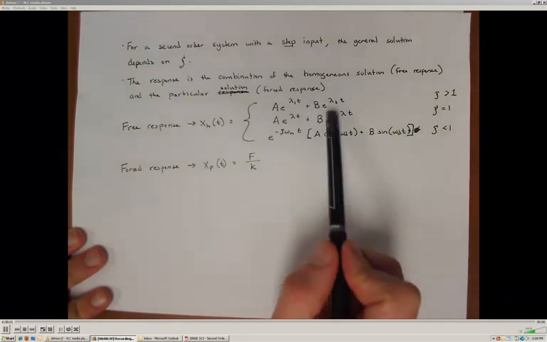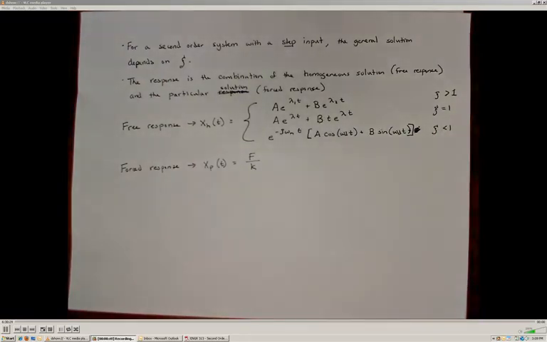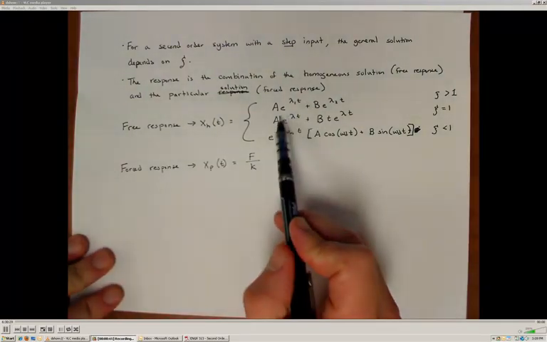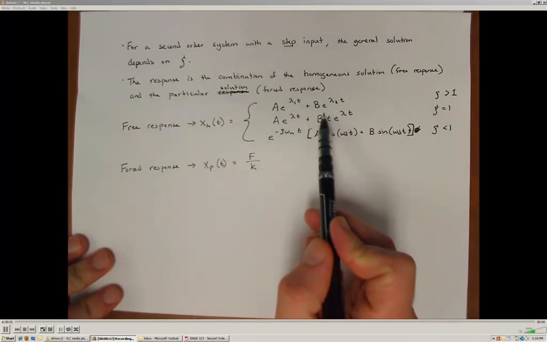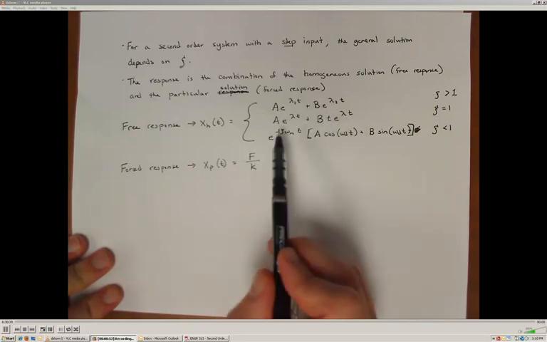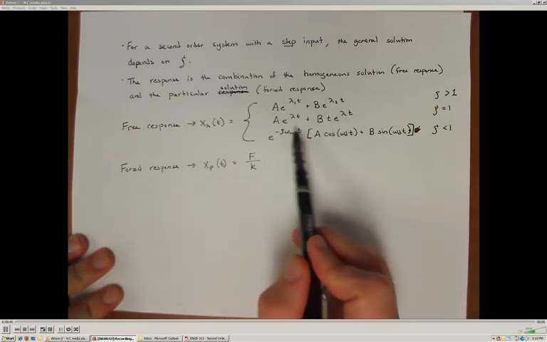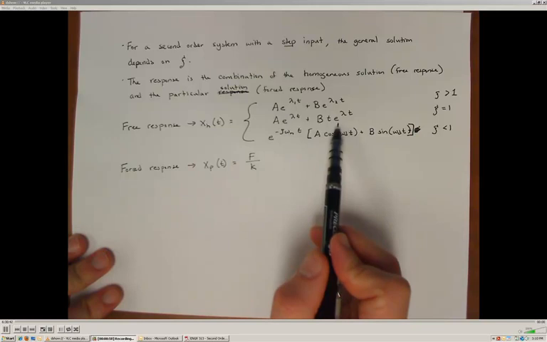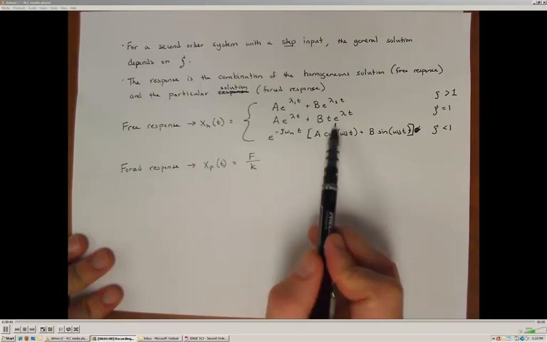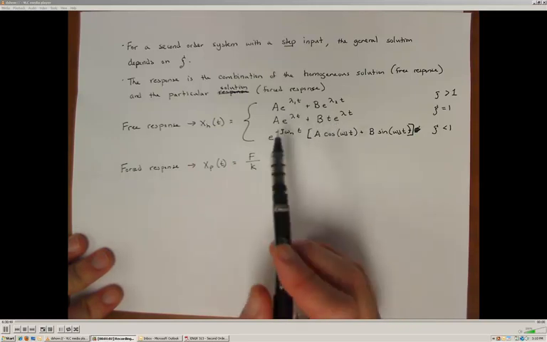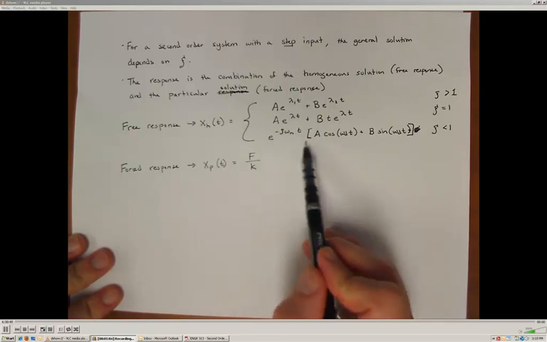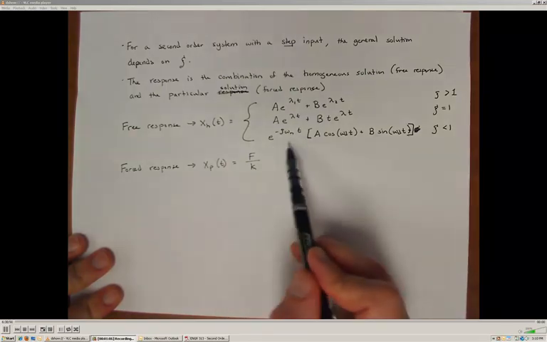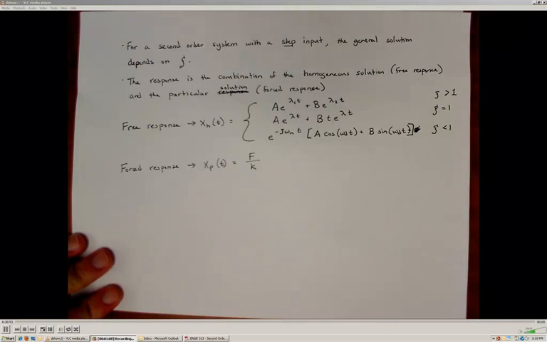And from our studies of the free response cases, or zero input forcing function, we know that we have our overdamped case, which is going to slowly approach the zero steady state value. We have a critically damped case, which is going to quickly approach the steady state value without overshoot. And then we have the underdamped case, which is going to give us oscillations about the final steady state value.